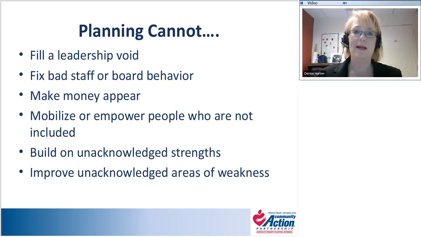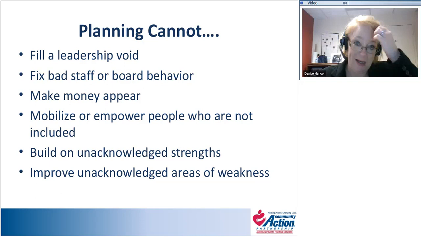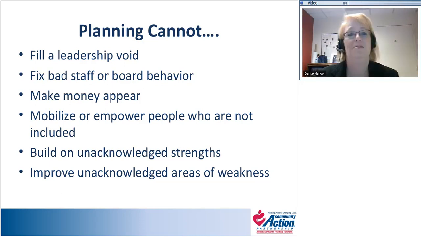Now, strategic planning isn't a magic wand. It's not going to fix stuff if things are broken. It can help move things. It can help solidify some stuff. It can help us focus. But it can't fill a leadership void. It's not going to magically make a leader step into a certain direction.